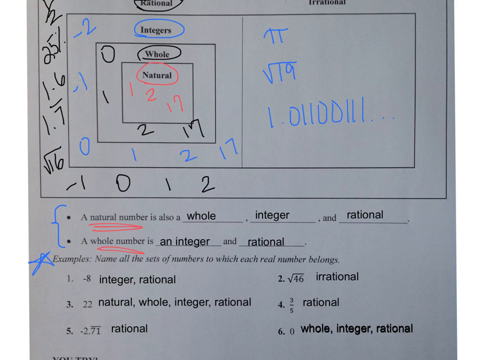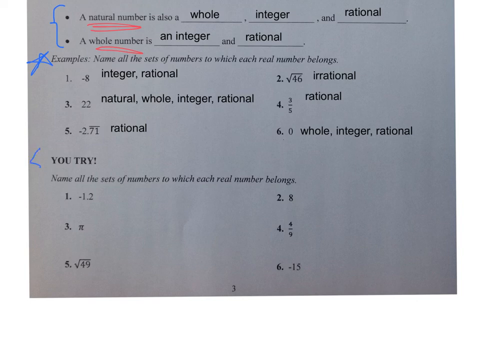So now what I would like you to do is the you try section below. So please do the you try section, numbers 1 through 6, and we will discuss it in class. Thank you.